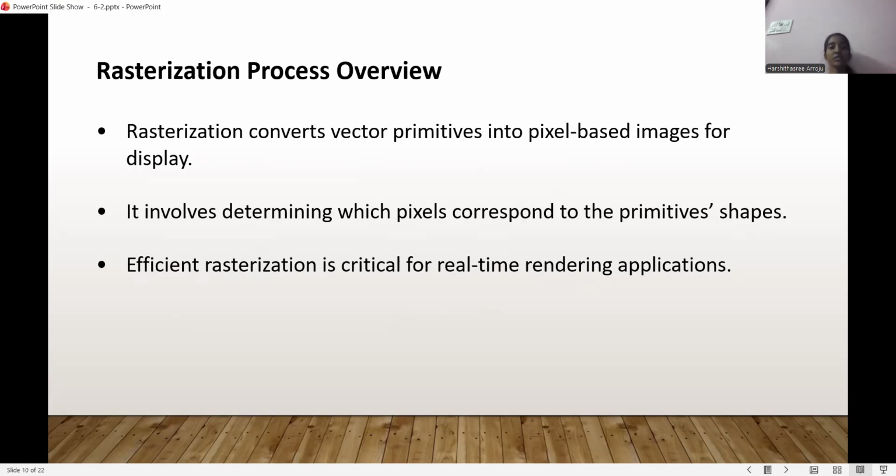Rasterization process overview. Rasterization converts vector primitives into pixel based images for display. It involves determining which pixels correspond to the primitive shapes. Efficient rasterization is critical for real-time rendering applications.